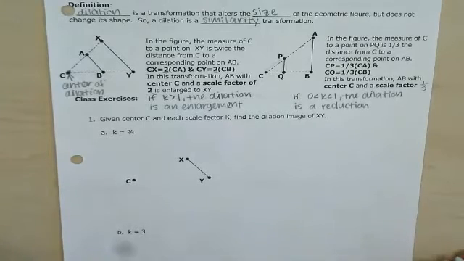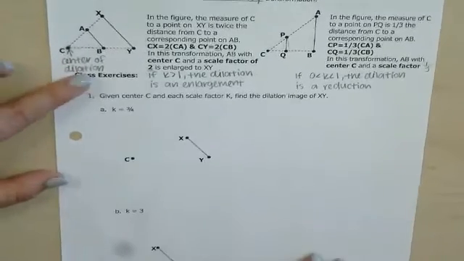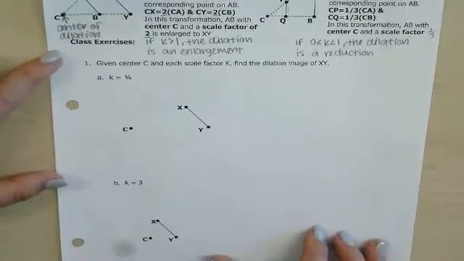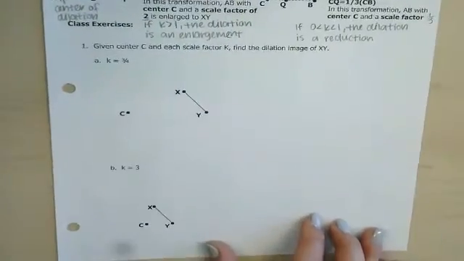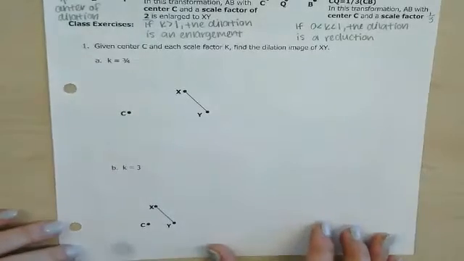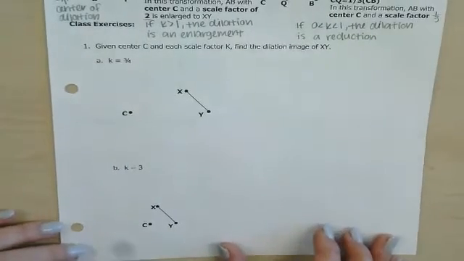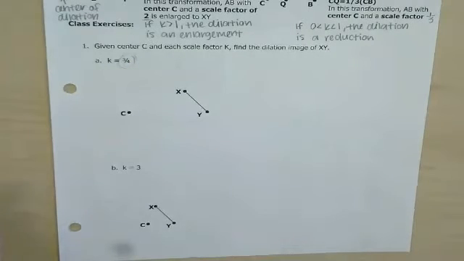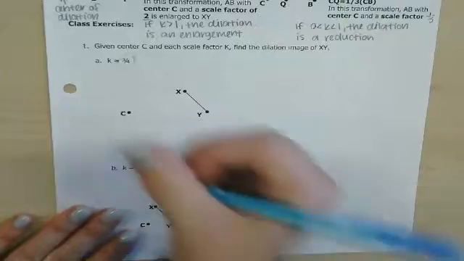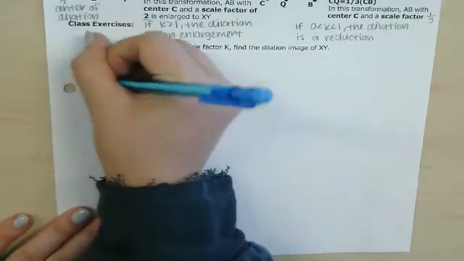Okay, so now that we have that information, they give us two examples where they want us to enlarge or reduce the figure. So here on example 1, part A, it says that we are given a center C and then a scale factor K. So on part A, our scale factor is 3/4. So is this thing going to be getting bigger or smaller? Smaller. So this one is going to show a reduction.